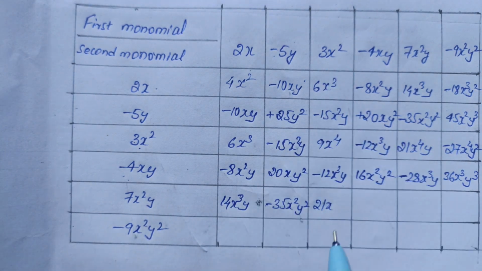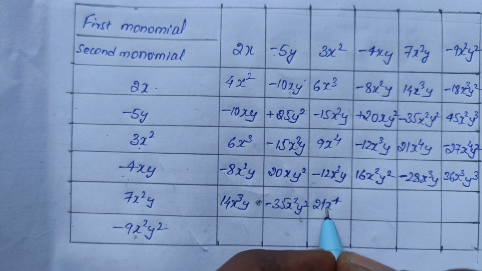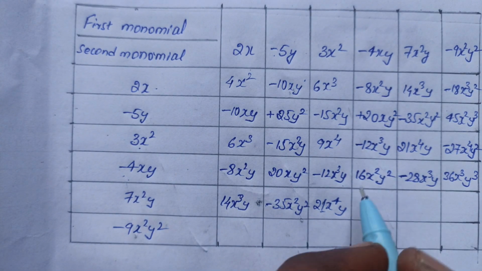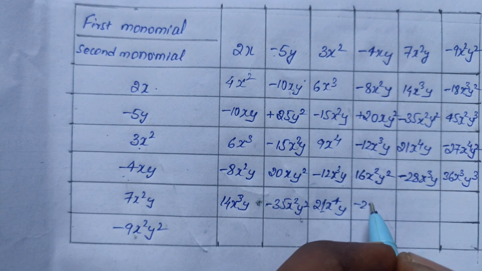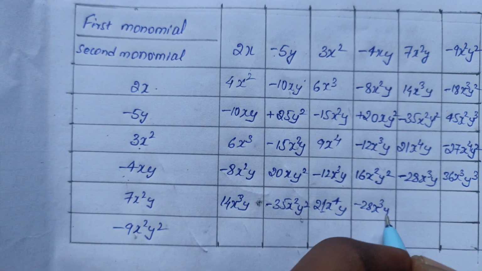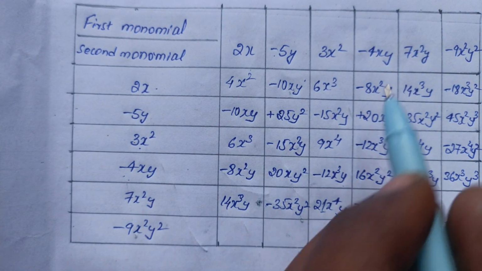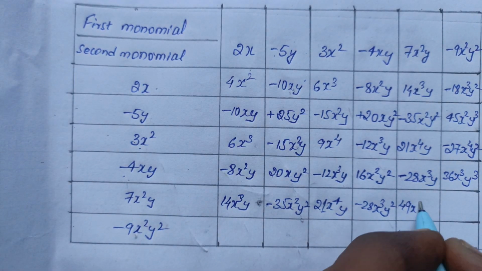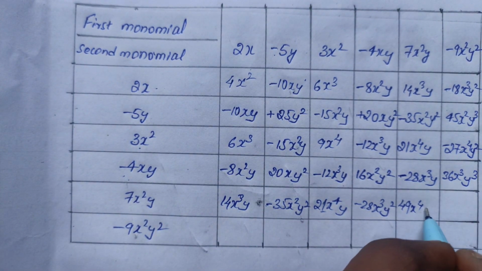x square into x square is x raised to 4, y as it is. Plus into minus is minus. 7 4s are 28. x square into x is x cube. y into y is y square. 7 7s are 49. x square into x square is x raised to 4. y into y is y square.